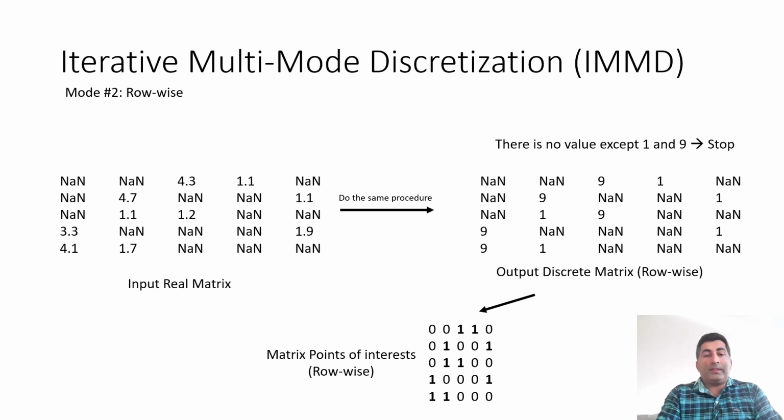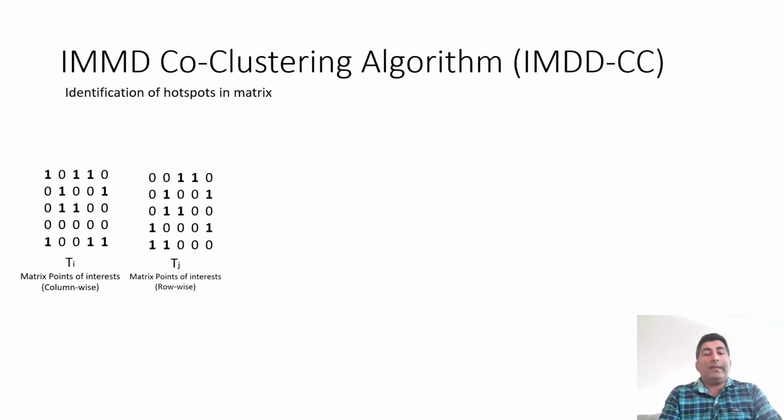So this is the matrix point of interest. Any values that is not nan becomes 1, and any values nan becomes 0. So now the next step is identification of hotspots in the matrix. So we have one point of interest for column-wise and one point of interest for row-wise.